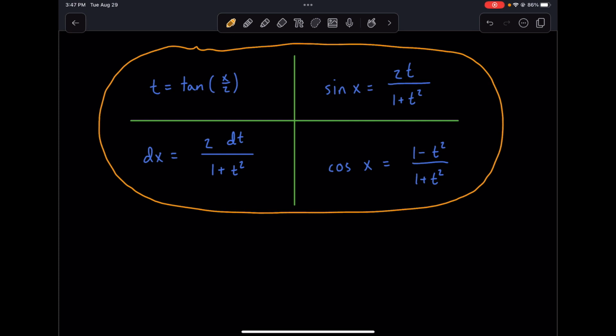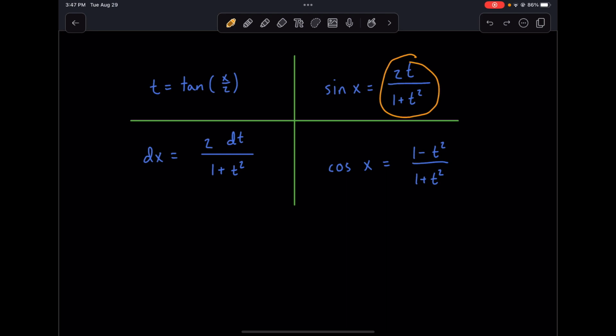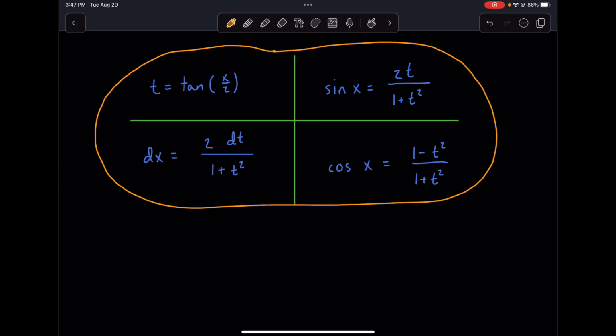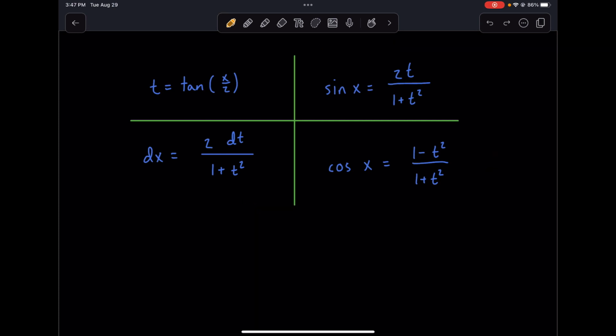So if you see a sine of x, you'll substitute in 2t over 1 plus t squared. For all of your dx's, you'll always substitute in 2 dt over 1 plus t squared. And for cosine of x, you'll always substitute this in here. I'll show you how to prove all of these rules at the end of the video. But first I'm going to show you why it's useful, and I'm going to give you two examples of when you might want to use T-sub.